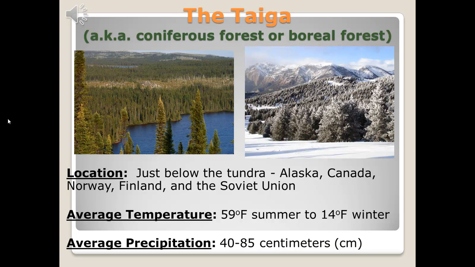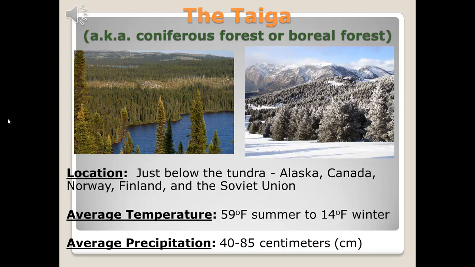The taiga biome, also known as the coniferous forest or the boreal forest, is located just below the tundra. Take a look at the photographs, and what do you see? Miles and miles of pine trees, coniferous trees. These trees are located just below the tundra in Alaska, Canada, Norway, Finland, and the Soviet Union.